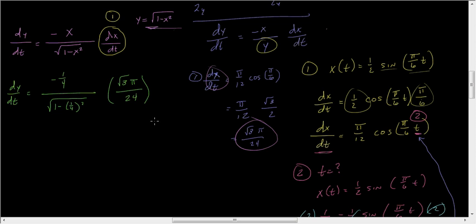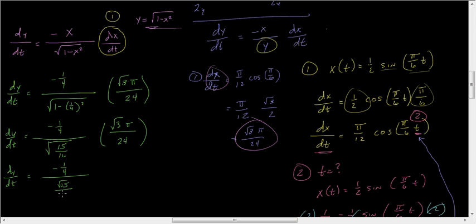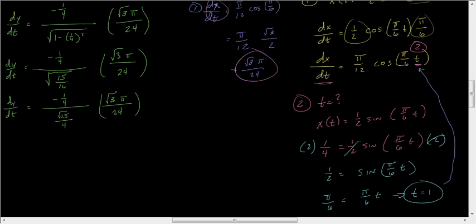So simplify this. dy/dt is equal to negative 1/4 divided by the square root of 1 minus, now 1/4 squared is 1/16. 1 minus 1/16 is just 15/16. And we have the square root of 3 pi over 24. So simplifying yet again, dy/dt is equal to negative 1/4 divided by the square root of 15 over 4. And this is the square root of 3 pi over 24. Pi is outside of the root, by the way.